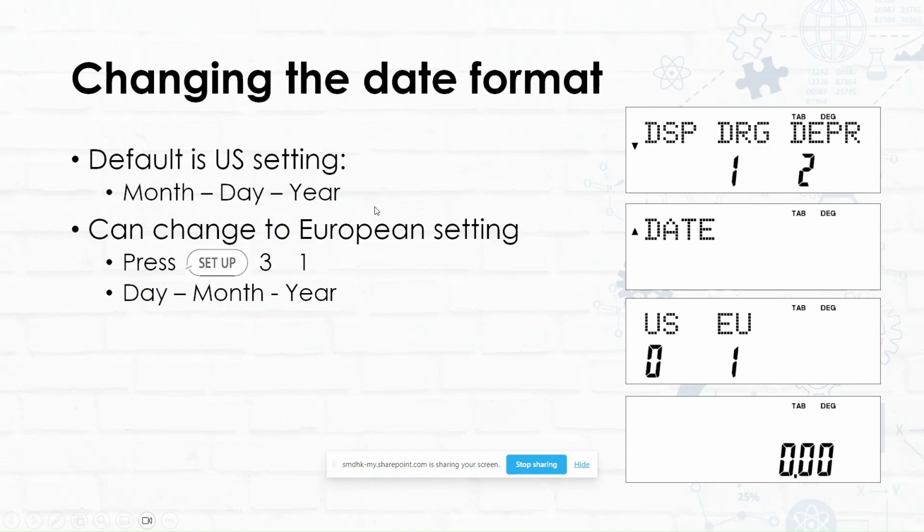So the first thing that we need to do before we dive into the bonds is to update our date format. The calculator has a US setting by default, and in South Africa, we use the European setting. To change that, we're just going to press setup, number 3, and then number 1 to choose Europe. And that will give us the day, month, and year. Let's do that now quickly on the calculator.